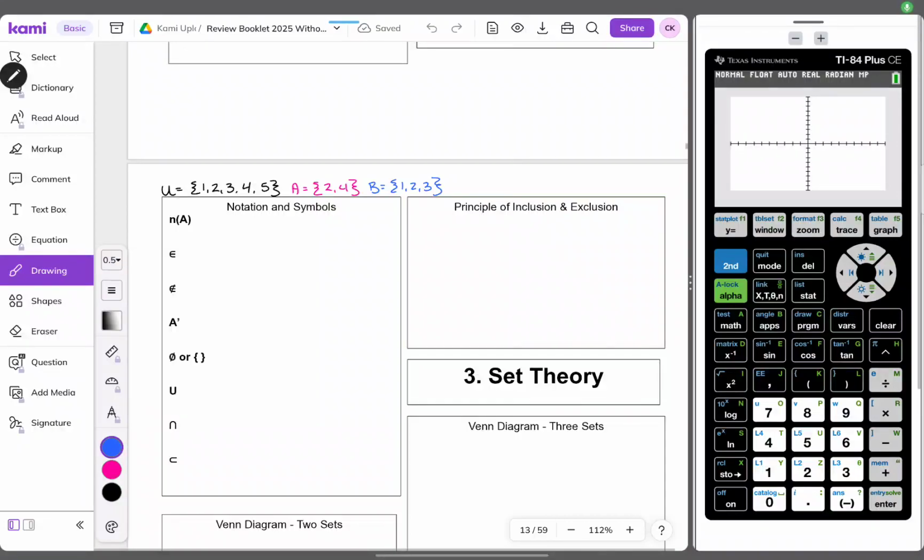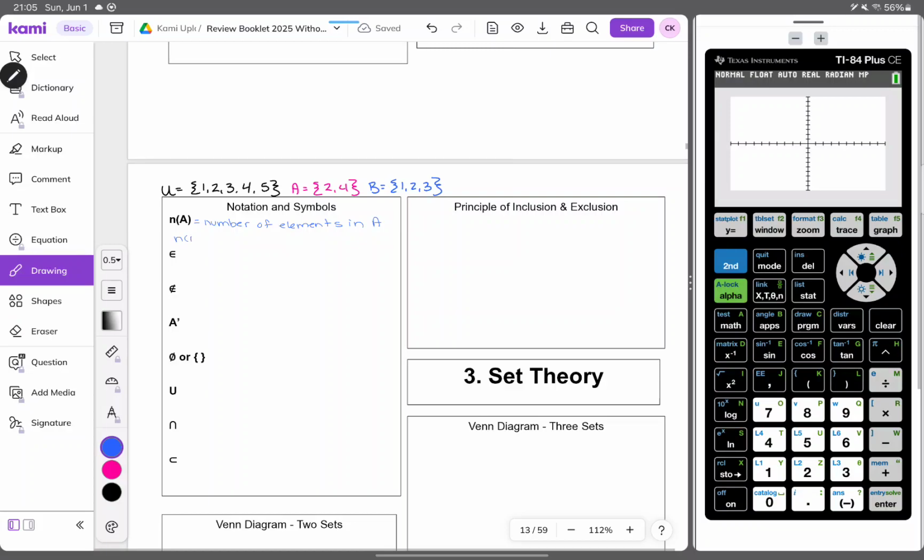Let's go through some set notation. So remember, this symbol here means number of elements, in this case, specifically A.